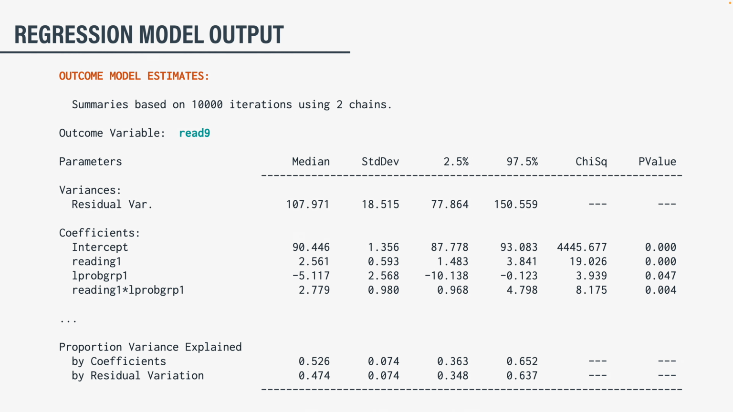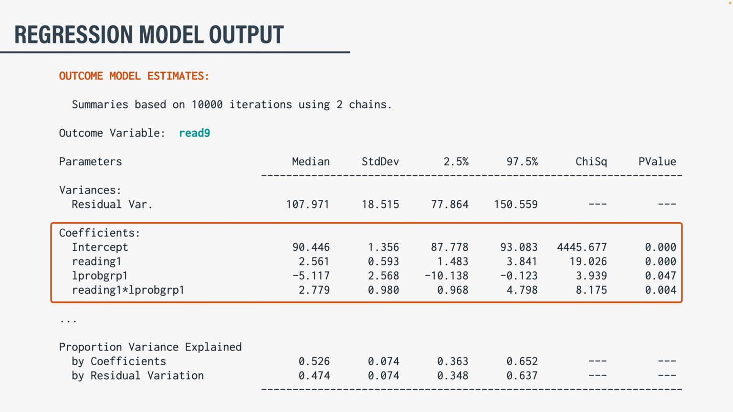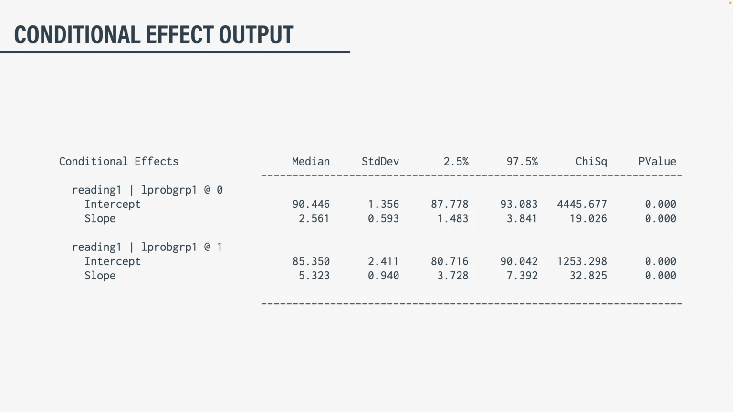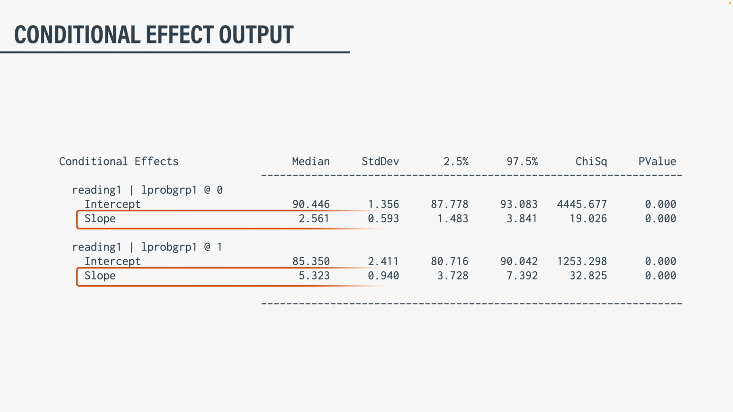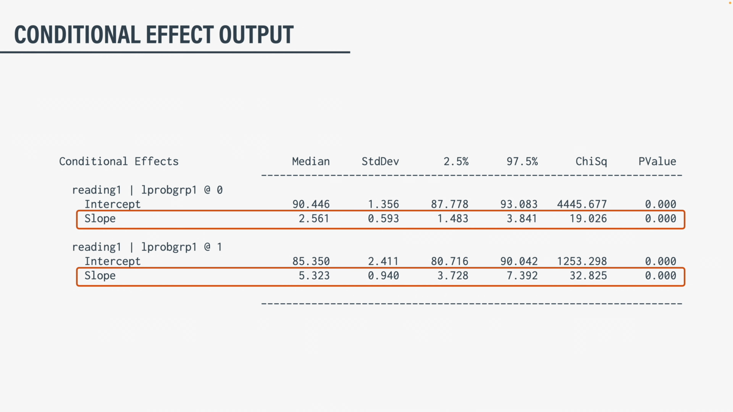This is the summary table for the structural model. Looking at the coefficients section, the reading slope, 2.56, is again a conditional effect for students with no learning problems in first grade. The positive interaction effect tells us that the students with learning problems have a higher slope coefficient. The simple command produces conditional effects or simple slopes at each level of the binary moderator. We can see that the slopes for the two groups are 2.56 and 5.32.